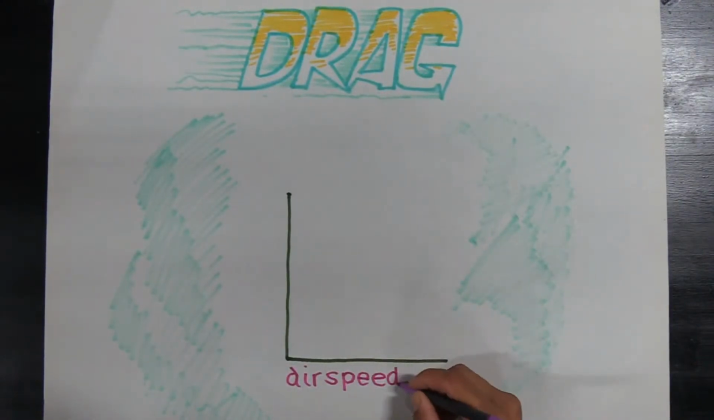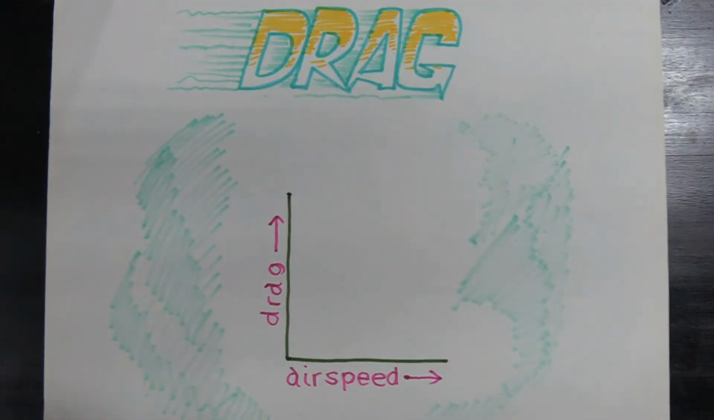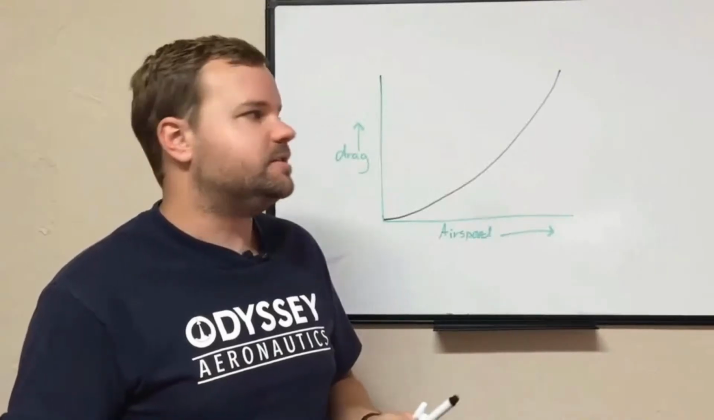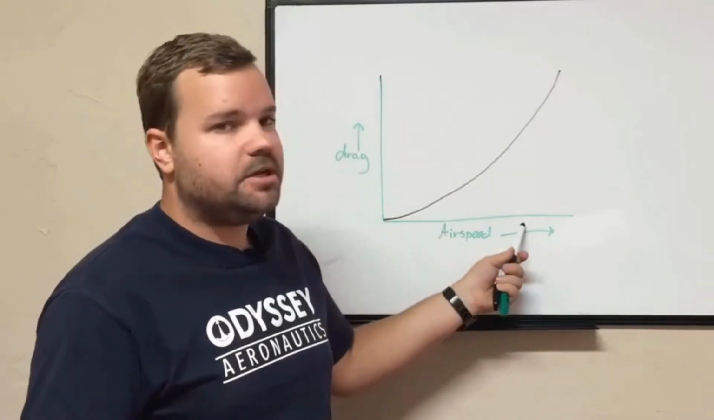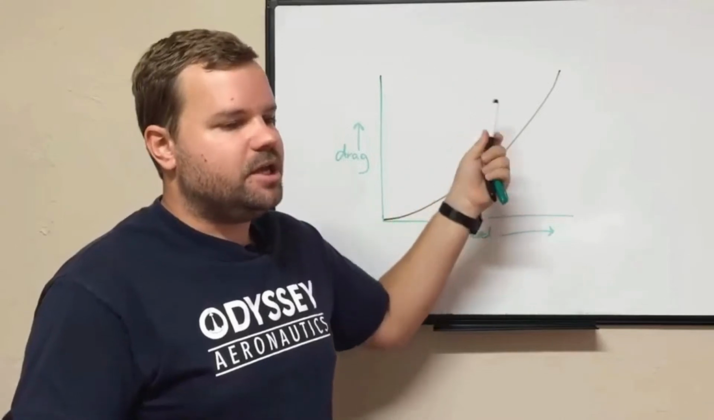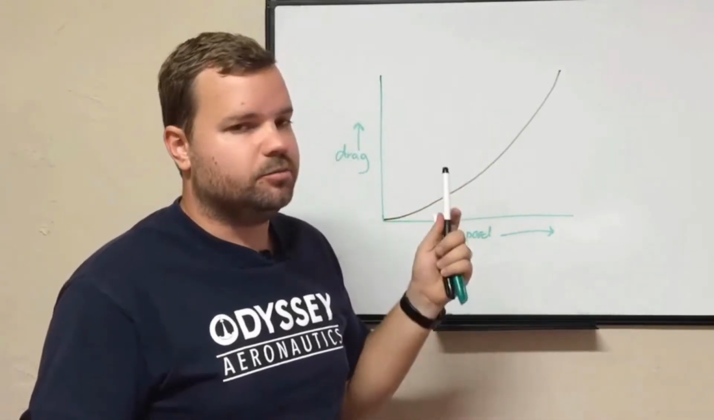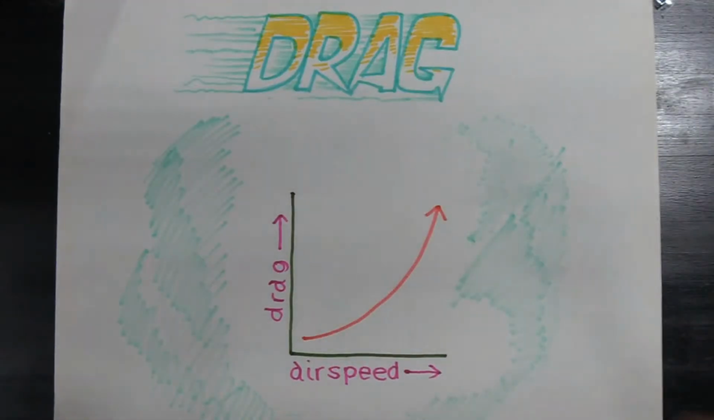This is airspeed and drag, so this will be faster and faster, and this will be more and more drag. Parasite drag starts off low and it goes up very quickly. Parasite drag actually is squared, which means that if you double your airspeed, you will quadruple your drag. Everybody always thinks if you double your airspeed, you double your drag. It's actually quadruple. So if you go from 40 knots to 80 knots, you have 4 times more parasite drag.